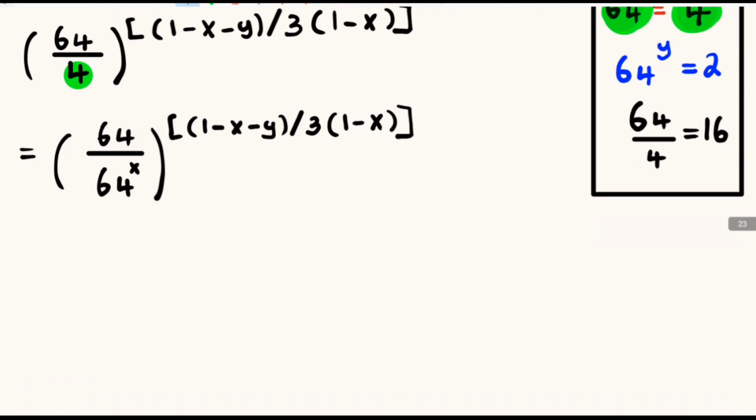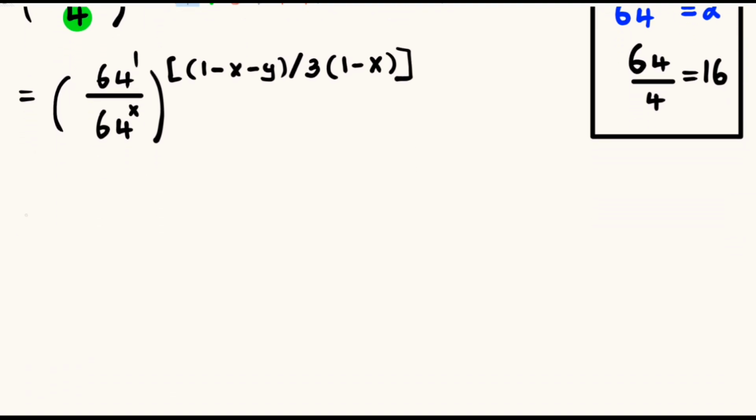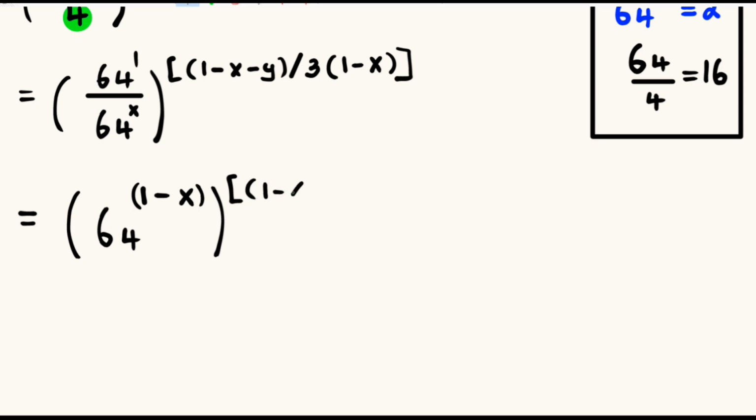And what we have is 64 raised to the power 1. So the bases are the same, we are going to subtract the exponents. So we have 64 raised to the power 1 minus x, and this is raised to the power 1 minus x minus y divided by 3 into 1 minus x.